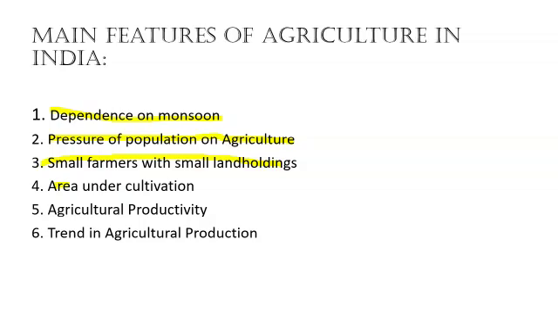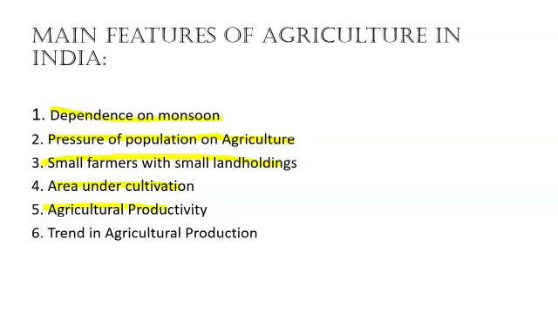Number 4, area under cultivation. Area under cultivation has increased much during the 5 year plans in India. During this period, additional land was brought under cultivation. Fallow land was turned into cultivable land through irrigational facilities. Even then, area under cultivation is not increasing as much as desired.